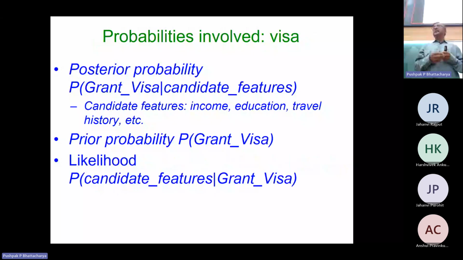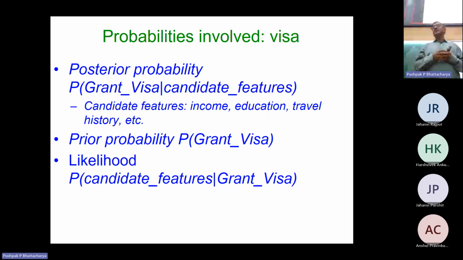Now we go to the case of visa granting. The posterior probability here is probability of grant visa given candidate features, the application features. So candidate features would be income, education, travel history, and so on. And also the field in which the applicant is. Some fields are difficult to get visa, or let's say for some countries. And the prior probability is probability of grant visa. How many applications were granted visa? How many applications were rejected? That data we have to obtain from some source. Let's say we go to US Embassy and collect this data if they're willing to give this data.